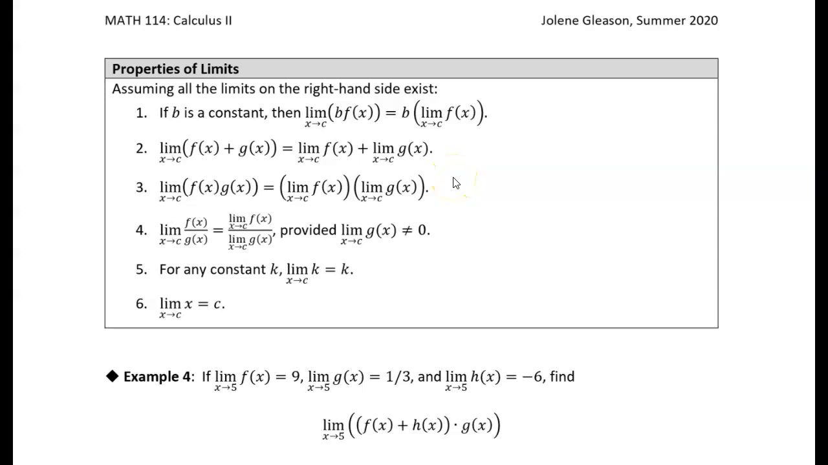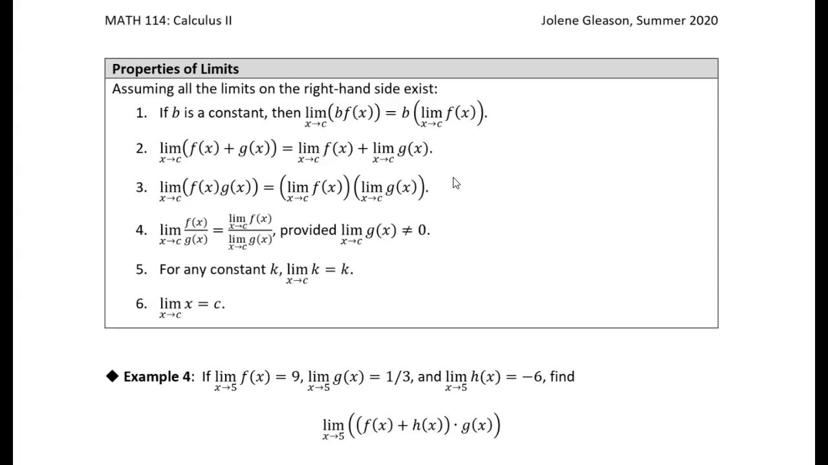All right, so next I just want to review some properties of limits and do a quick little problem. This is all stuff that you probably remember, but it doesn't hurt to go over it again, just to make sure. All right, so if you have a constant times a function and you take the limit, it's equal to the constant times the limit of the function.